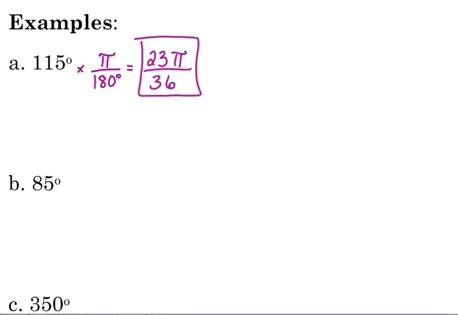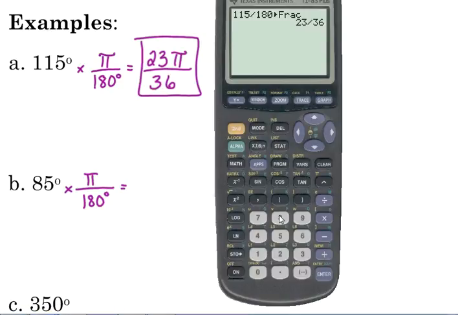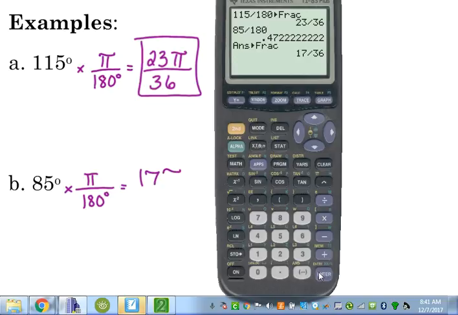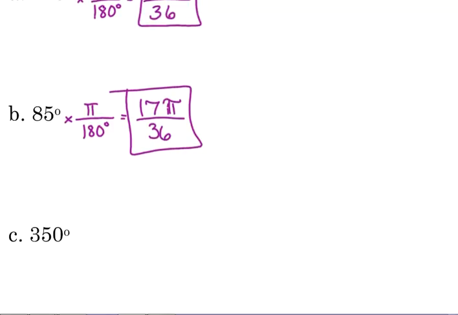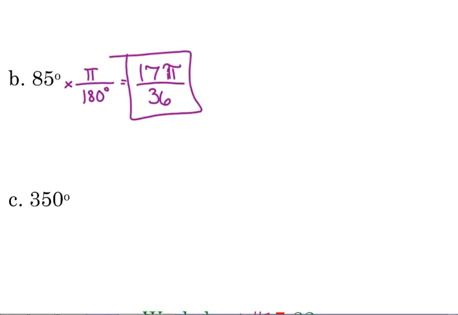So 85 degrees as radians, we've got pi over 180. So 85 over 180, make it a fraction, 17 pi over 36. Okay, so you don't multiply out the pi. You leave the pi there.